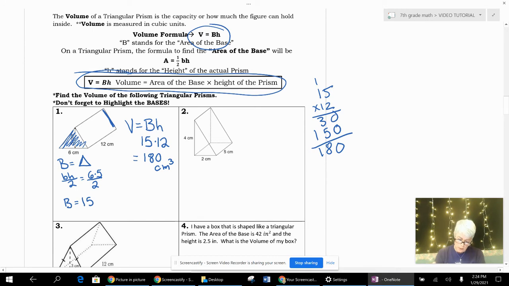All right, next one. Again, it looks like that rectangle is the base, but it's not because there's not a rectangle that's parallel to it. So on this shape here, again, it's these triangles.